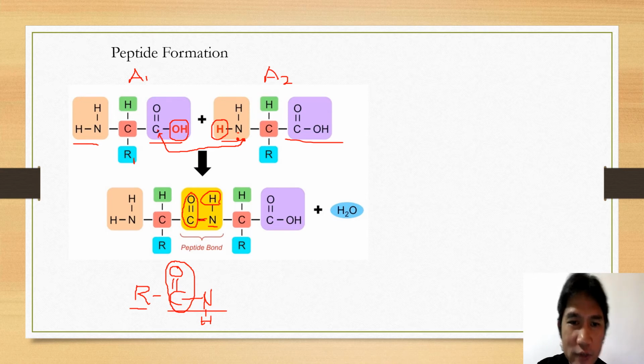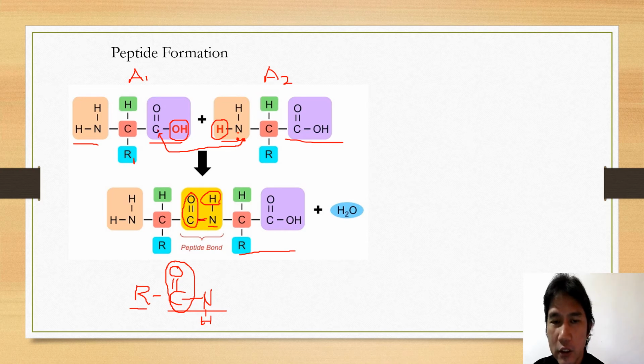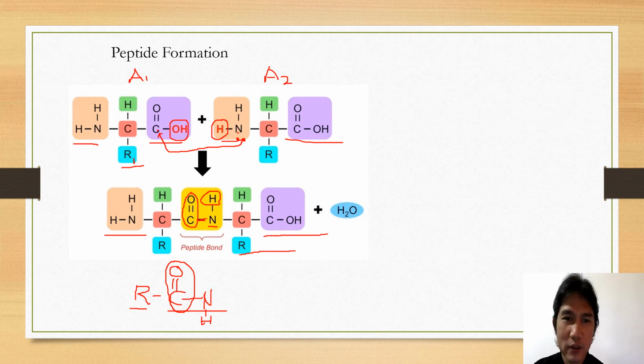Now as you notice, in the amino acid 2, this is the amino acid residue number 2, the carboxyl group is unaffected. The carboxyl group is intact. And on the amino acid 1, the amino group is intact. It's not part of the peptide formation. However, the carboxyl group of amino acid 1 is used in the peptide formation, and then the amino group of the amino acid 2 is used in the peptide formation.